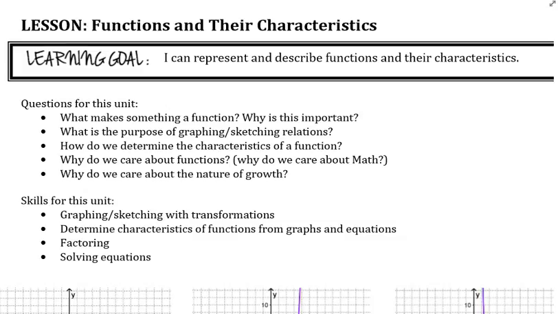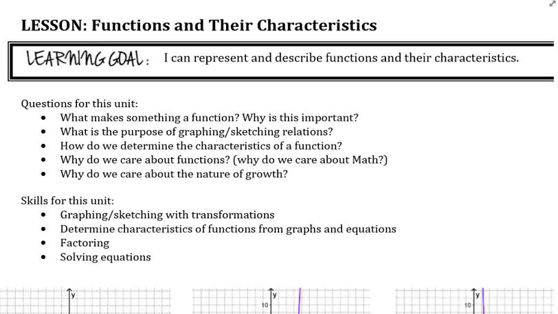So some of the questions that you could have in the back of your mind as you're working, you might come back to this in a few days and just read through the questions again and sort of ask yourself, or try to answer them, or just think about them. They might just help give us some context for what we're doing. What makes something a function and why is this important?